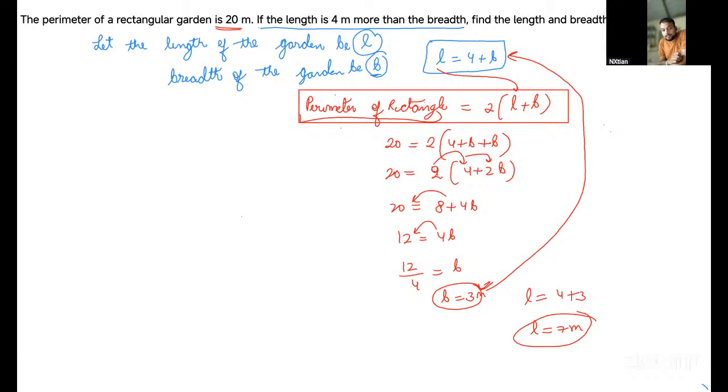Yes, I know. You're saying something. How did it become like 2b instead? Like 20 equals 2 into 4 plus b plus b. So b plus b, what is b plus b? 2b. Remember this thing: b into b is basically b square, but b plus b is equal to 2b. Don't get confused. Okay? Understood?